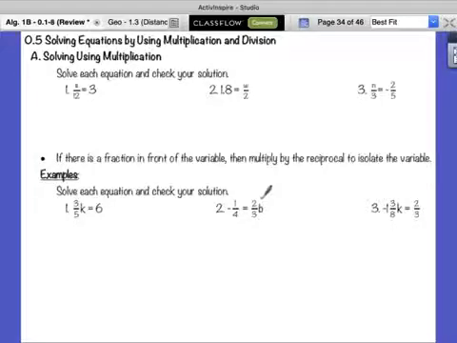So we're gonna solve these equations with multiplication. We're gonna solve the equation and check the solution. So S divided by 12 equals 3. S divided by 12 equals 3.